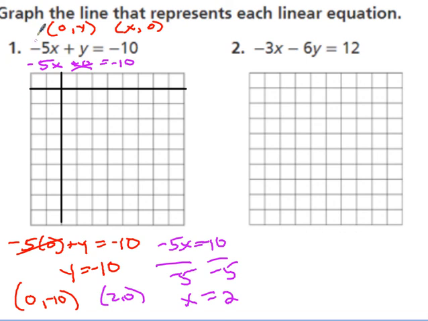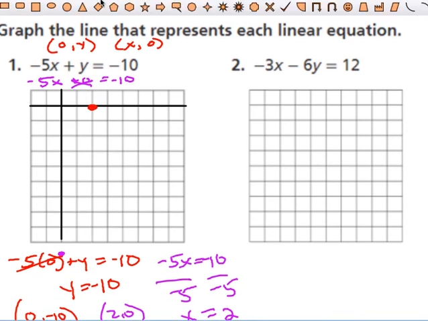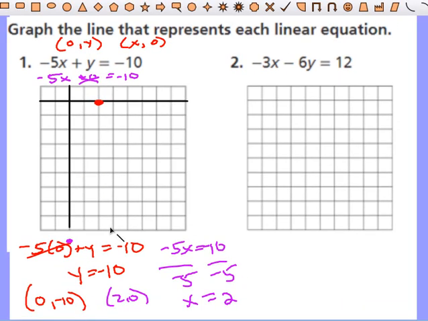And now I can plot my point, my intercept. (0, -10) is at 1, 2, 3, 4, 5, 6, 7, 8, 9. I still didn't go far enough, but there's 10. And then (2, 0). So there's my line. There's my 2 points. Right there. So I was just able to graph by using the intercepts.